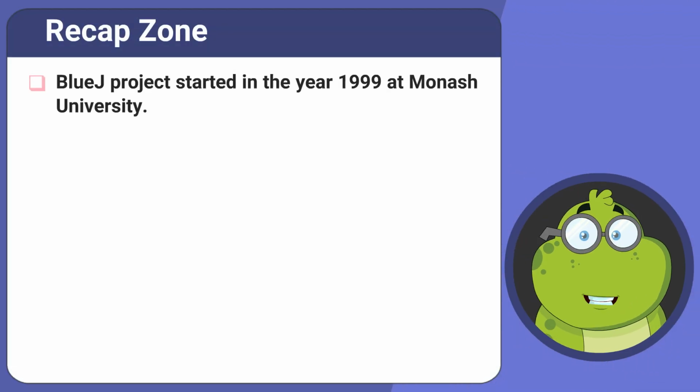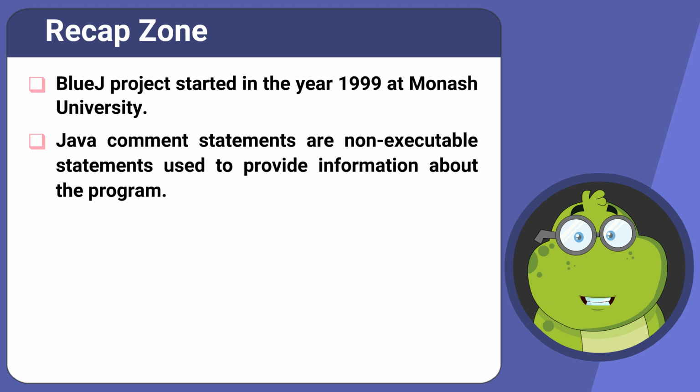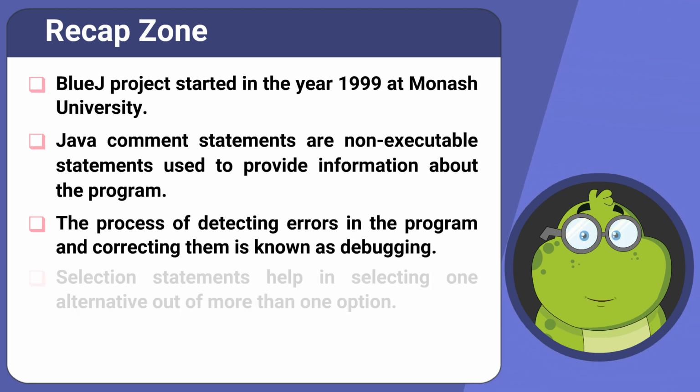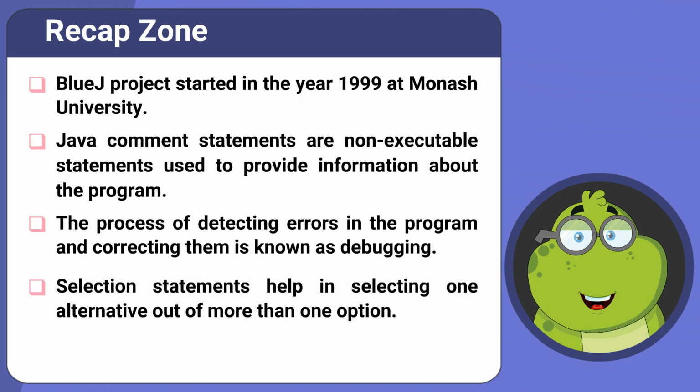Recap Zone. The BlueJ project started in the year 1999 at Monash University. Java comment statements are non-executable statements used to provide information about the program. The process of detecting errors in the program and correcting them is known as debugging. Selection statements help in selecting one alternative out of more than one option.